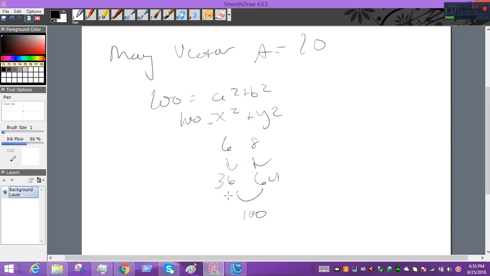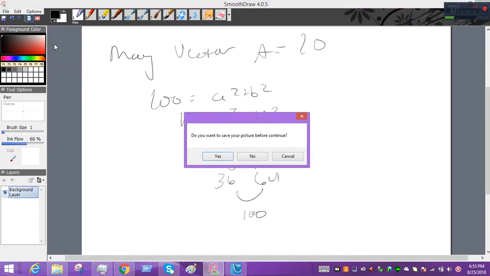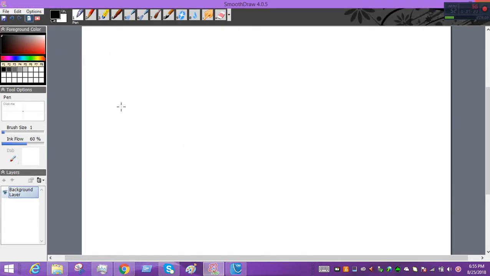So the other ones, like 5 and 5, you just end up with 25 plus 25. That's 50, not 100. 7 and 9, 49 plus 81, once again not 100. And then 10 and 10 obviously is not 100. 10 squared plus 10 squared is 200.